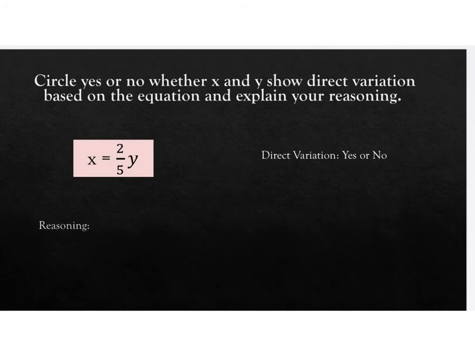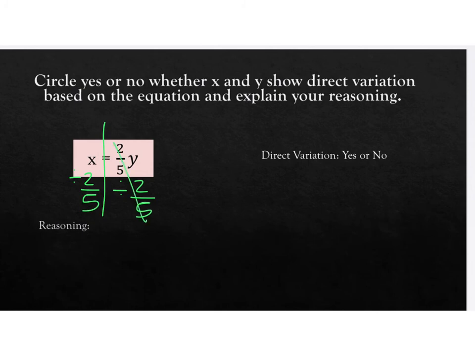So for this one, we have an equation here, and it is not set equal to y. This is the first one that we've seen in our examples that isn't set equal to y. So the first thing that we need to do is solve this for y to then see if it's direct variation. So right now, our y is being multiplied by 2/5. So we're going to divide both sides by 2/5, so that we can get our y alone.